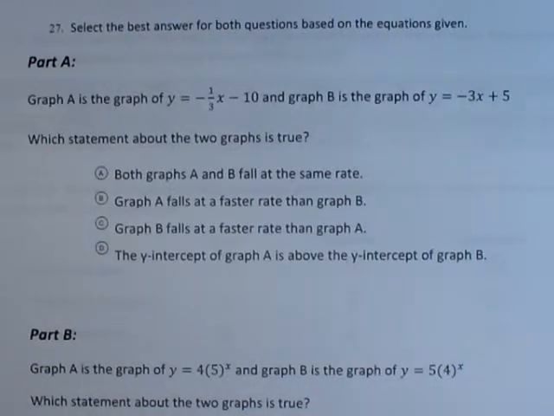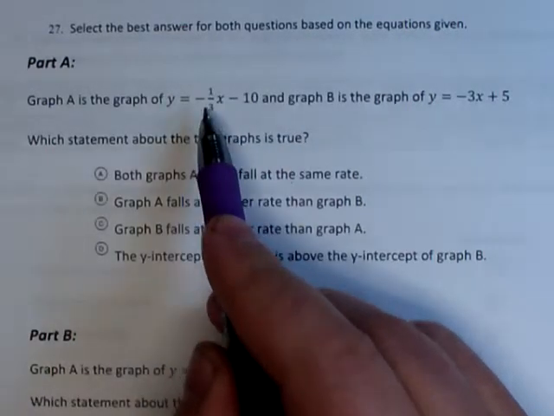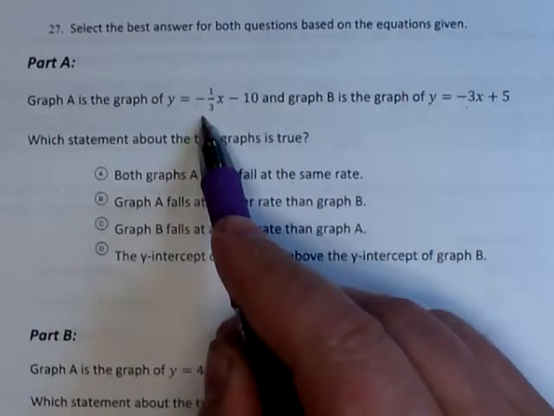Part A. Graph A is the graph y equals minus 1/3 x minus 10, and graph B is the graph of y equals negative 3x plus 5. Which statement about the graphs is true? Both graphs A and B fall at the same rate. Well, the rate that it falls is going to be given by the growth rate. Okay, these are two different growth rates.